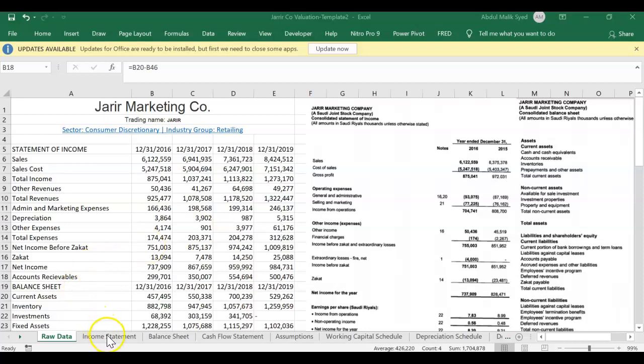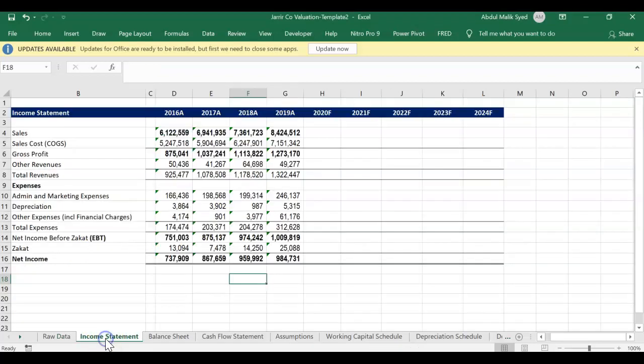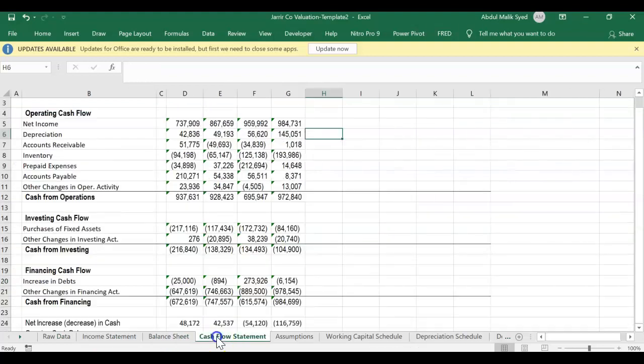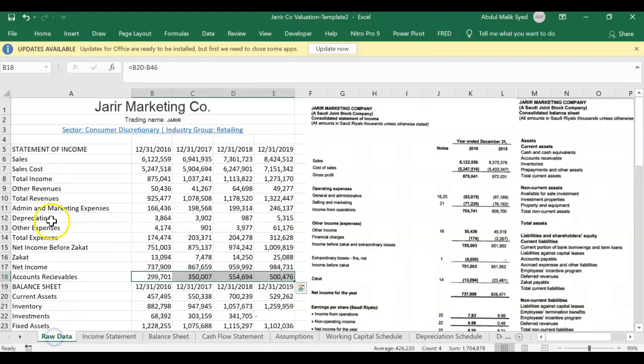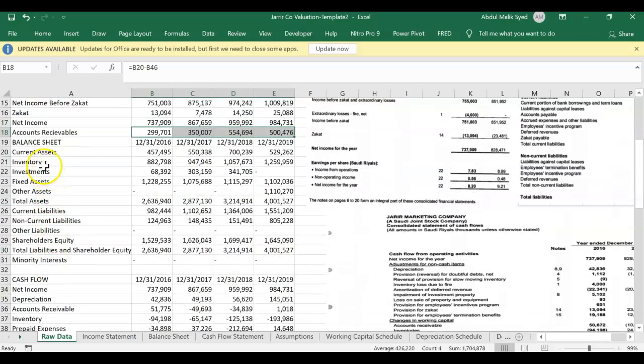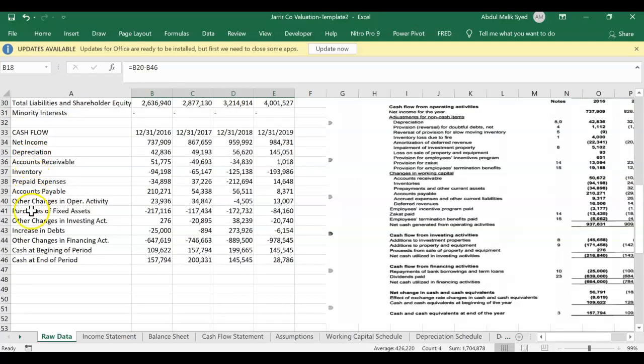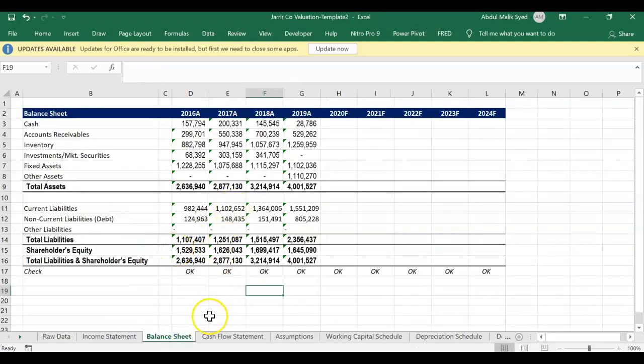Now if you see the three statement model, the three statements are the income statement, the balance sheet, and the cash flow. Notice that I have used the template as given in the Tadawul website. This will make our job easy, and we don't have to do a lot of manipulations to the data. I am keeping the same template for the statement of income as given in Tadawul. Similarly, the balance sheet template is maintained as it is, and the cash flow statement is also maintained as it is. So I've simply taken the figures and pasted them.